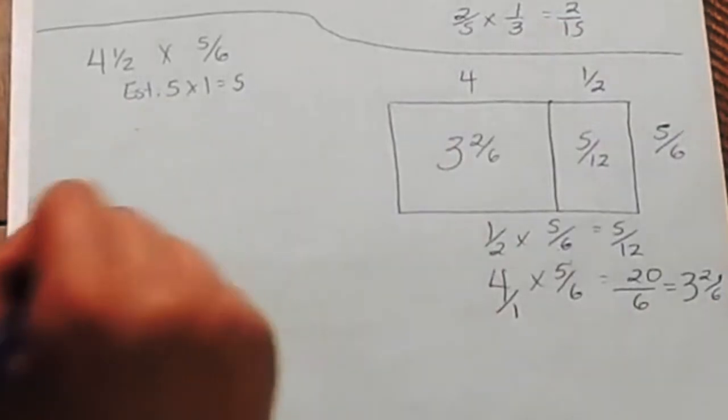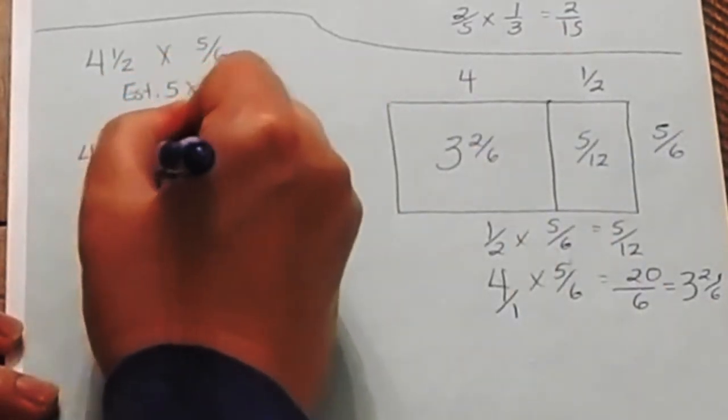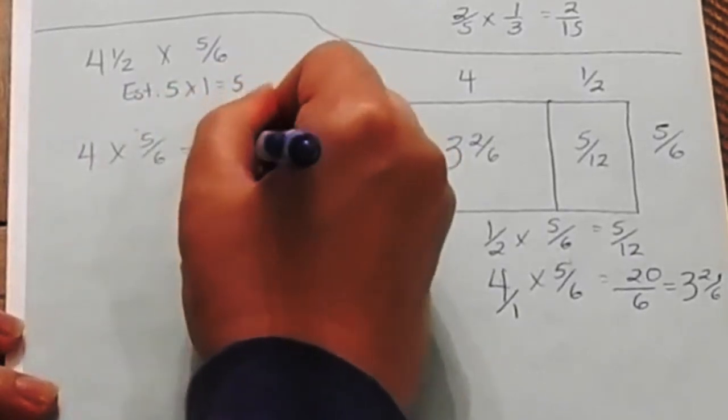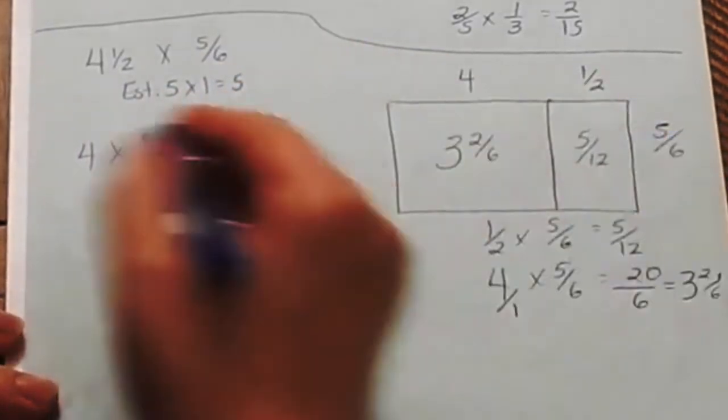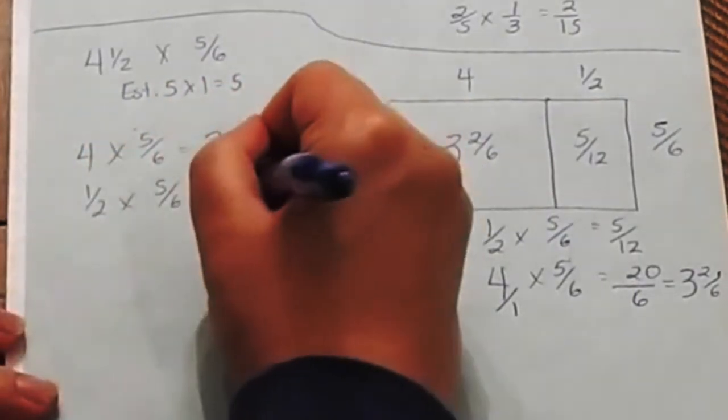And I'm just going to show you how the partial products work out. It's 4 times 5/6 equals 3 and 2/6. And then 1/2 times 5/6 equals 5/12.